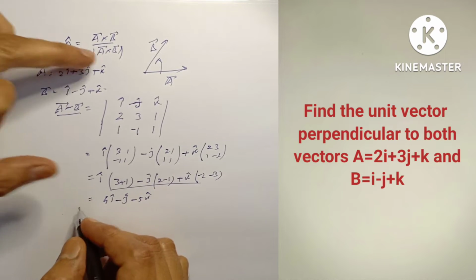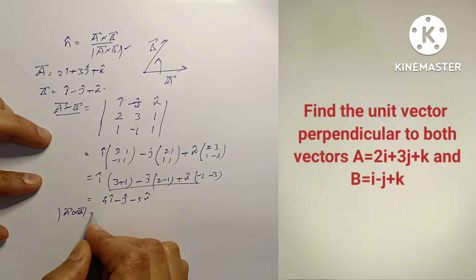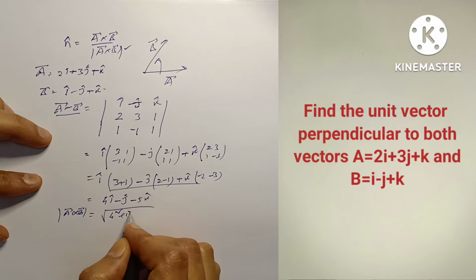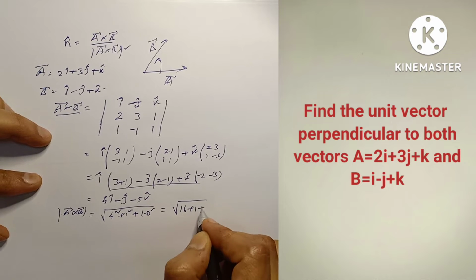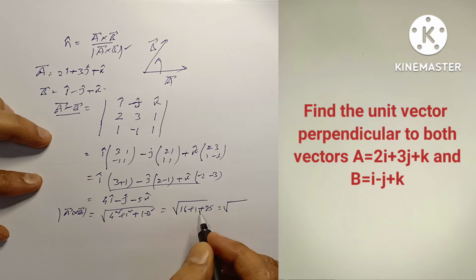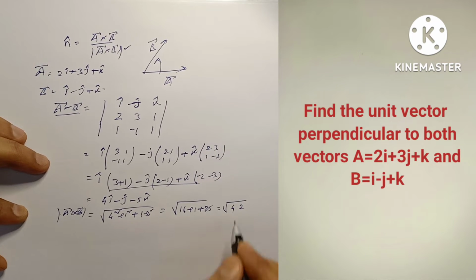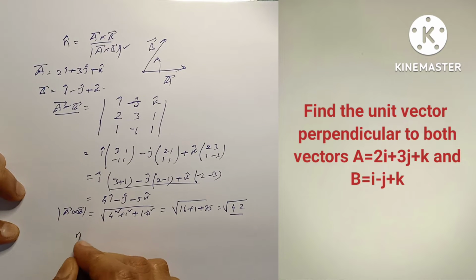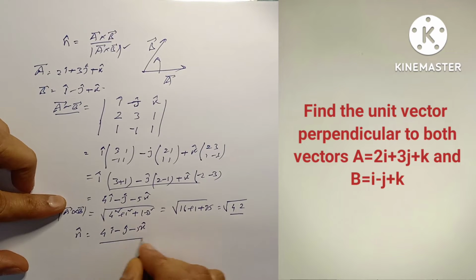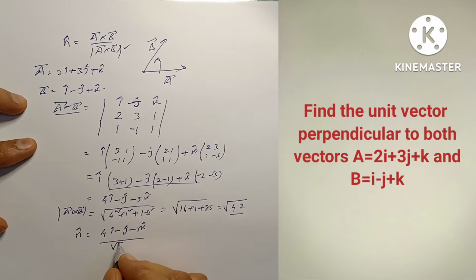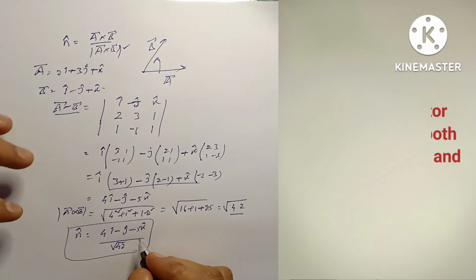Now for the unit vector, find the mod of a cross b, which is root of 4 squared plus 1 squared plus minus 5 squared, equal to root 16 plus 1 plus 25, equal to root 42. So the unit vector n cap equals 4i cap minus j cap minus 5k cap, divided by root 42. So this is the unit vector perpendicular to both a vector and b vector.